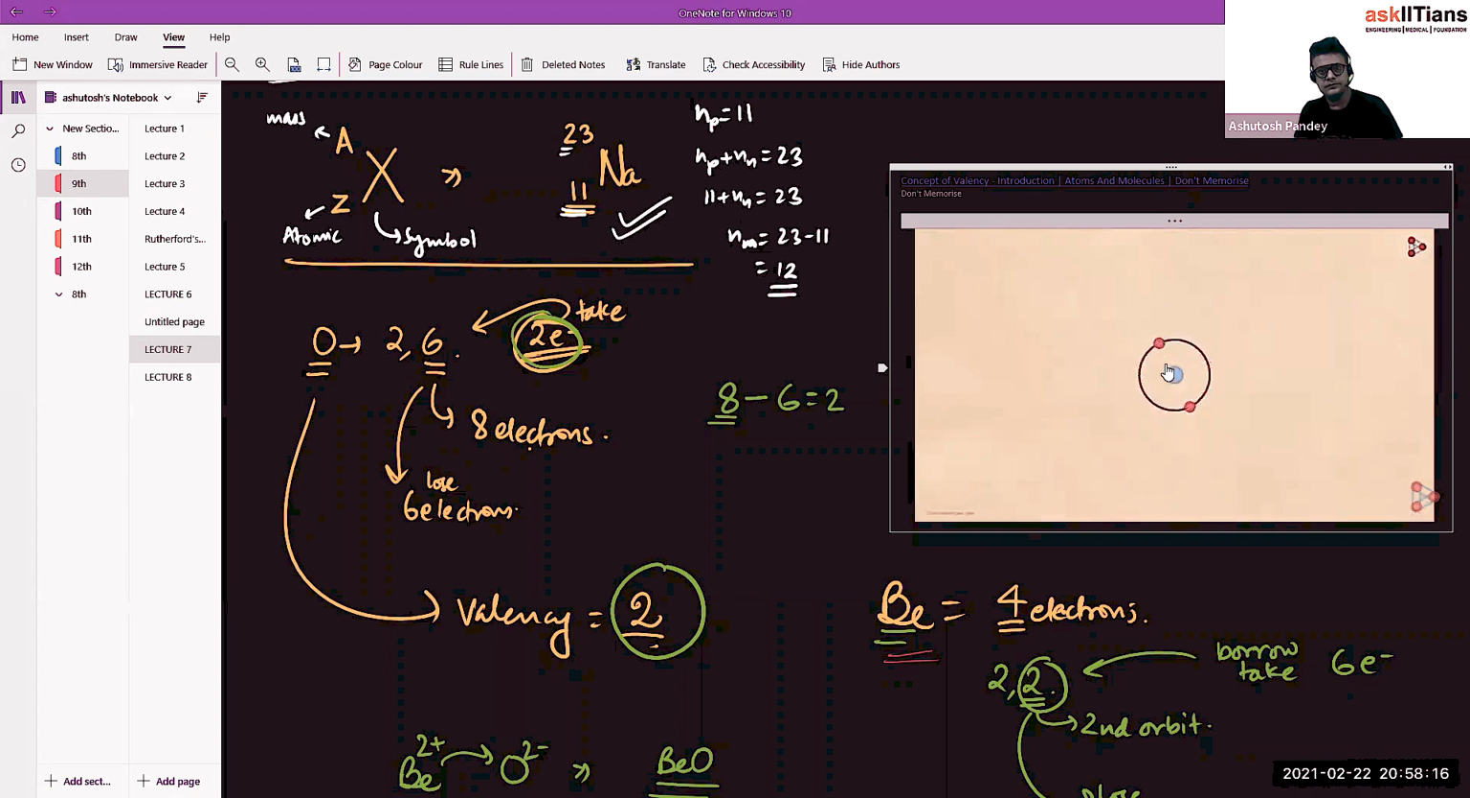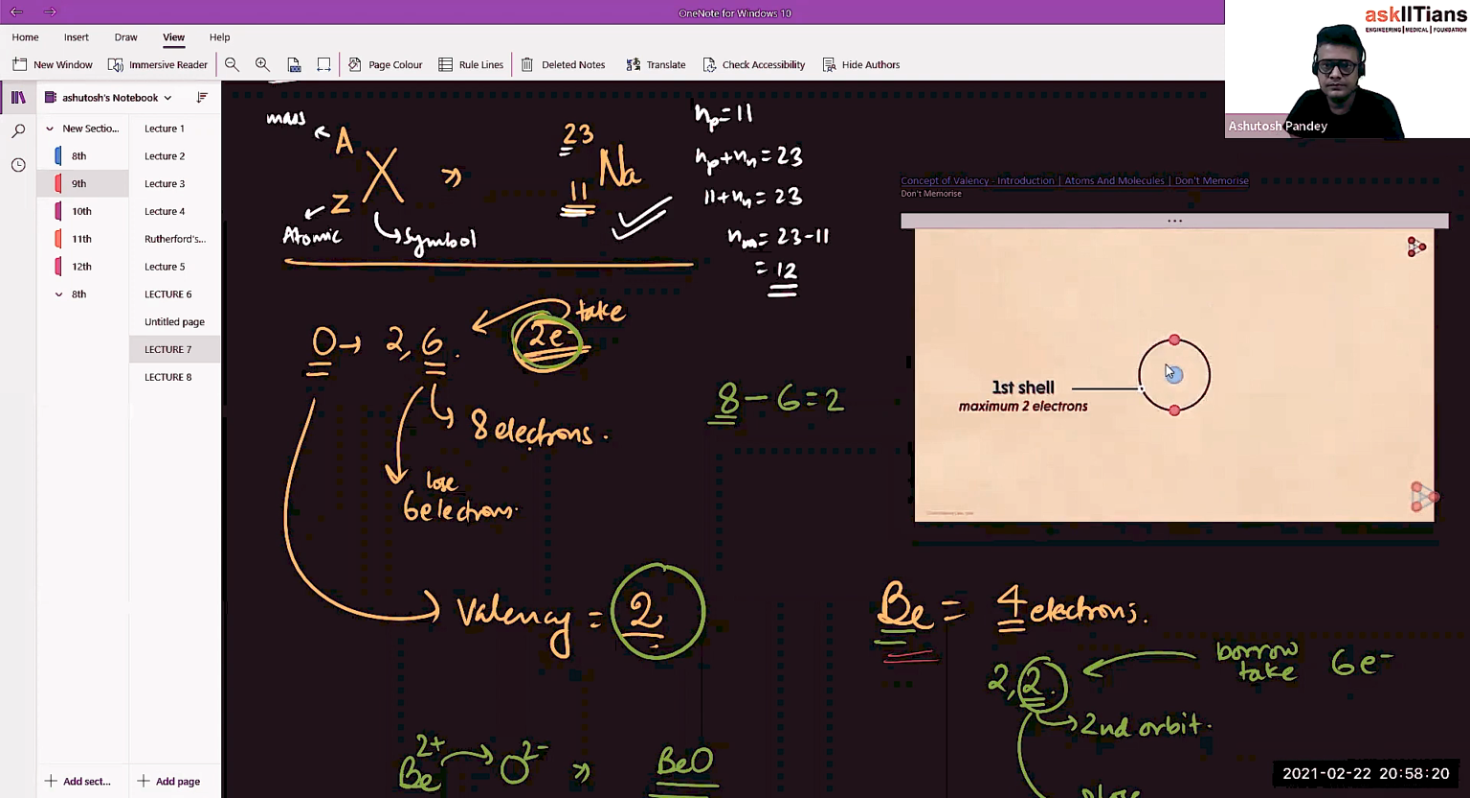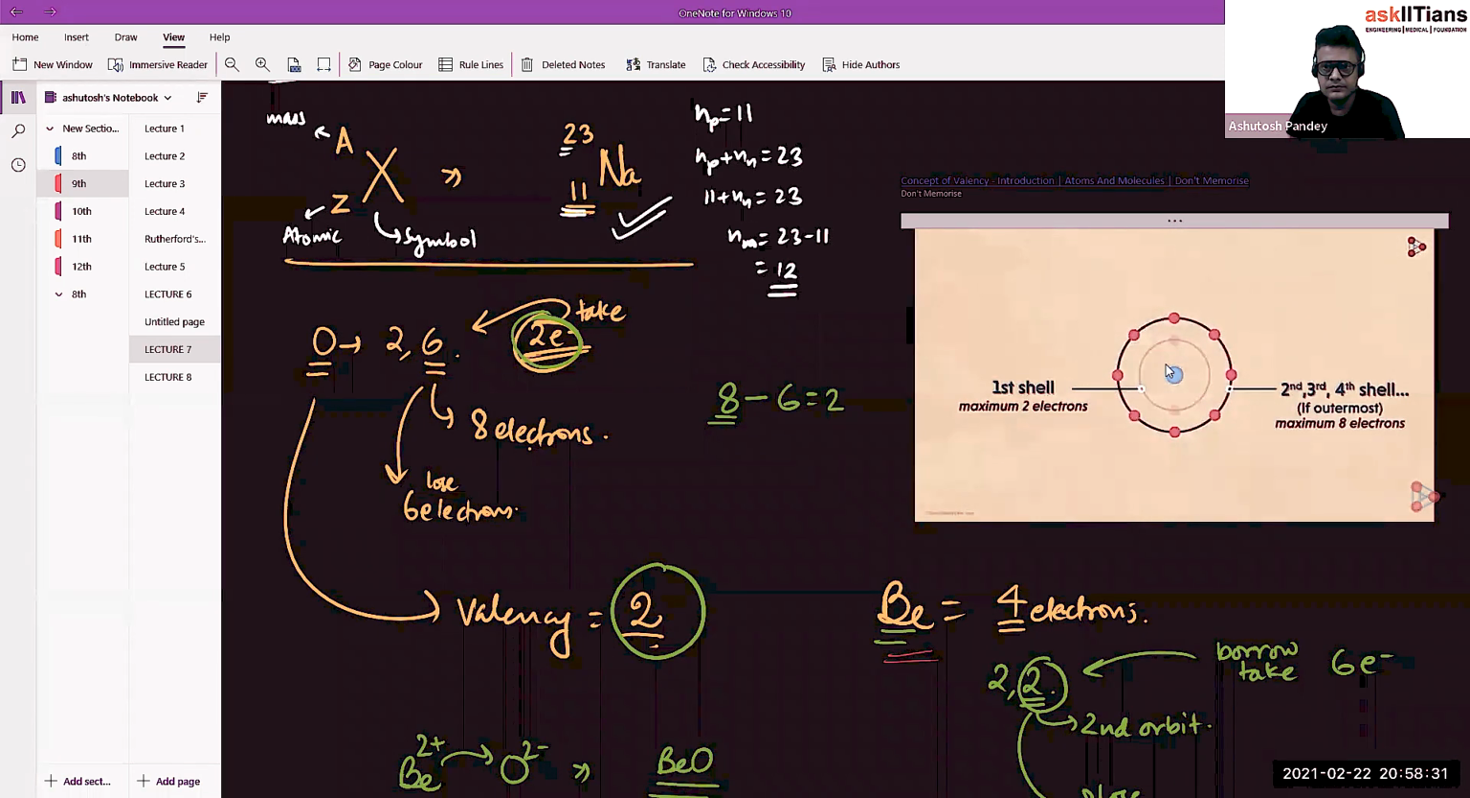There are two facts that we need to recall. First, the innermost shell, or the first shell rather, has a maximum of 2 electrons that can be accommodated in it. Secondly, from the second shell onwards, whichever is the outermost shell, it can accommodate a maximum of 8 electrons. In simpler words, the outermost orbital can contain 8 electrons at max. This state is called the octet state. The term originates from the Greek word octa, which means 8. The octet state is considered to be a stable state.